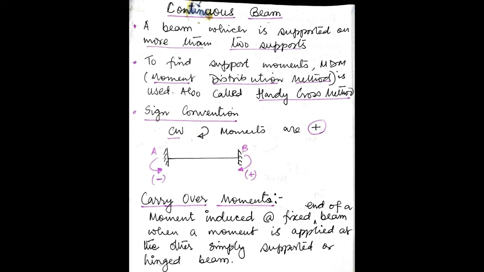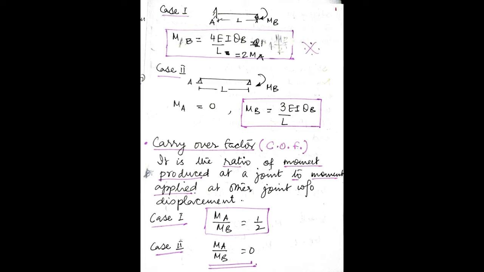So let us look at the example. See, this is the beam AB. Now, here we are applying a moment at the simply supported end B as MB. We are applying one clockwise moment MB at the simply supported end B of the beam AB. Correct? Now, MB will be 4 EI theta B by L, and it will be 2 times MA. So what will be the moment at A? Moment at A will be half of the moment developed at B.